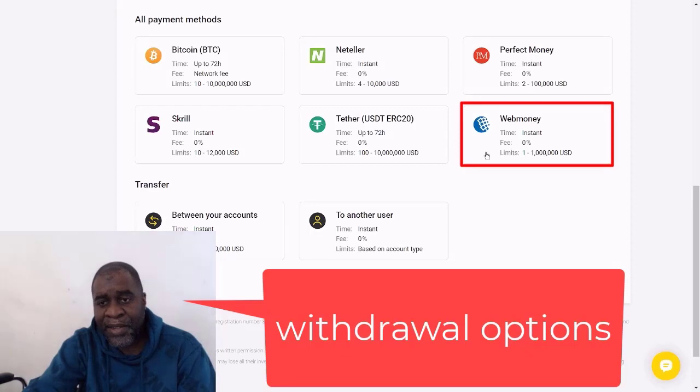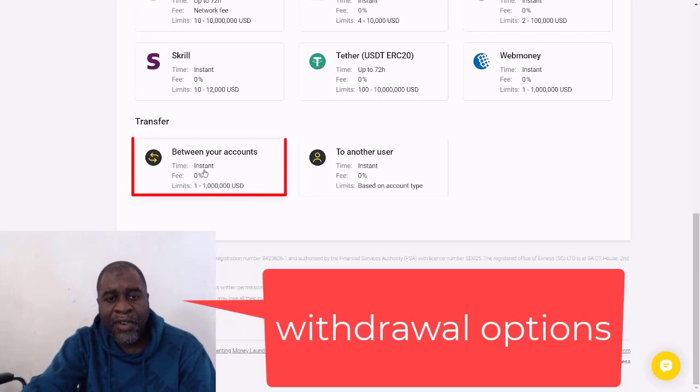WebMoney, it's a good platform to use. The costs are relatively low, but you do have issues of withdrawing from WebMoney into fiat currency. It can be a bit of an issue. You also have options to move funds between your own accounts. This one you're going to use if you are depositing or withdrawing Bitcoin or USDT. You have to move it from the fiat wallet to the crypto wallet and vice versa.